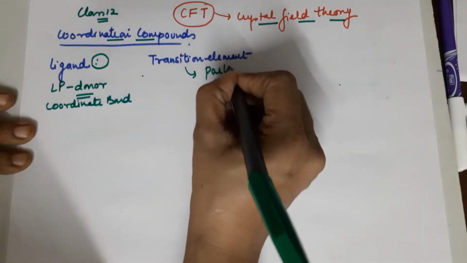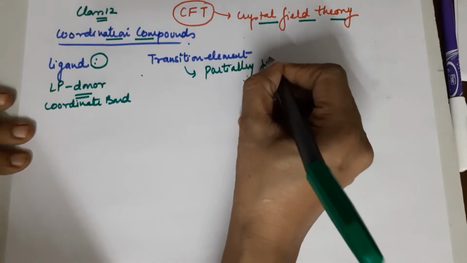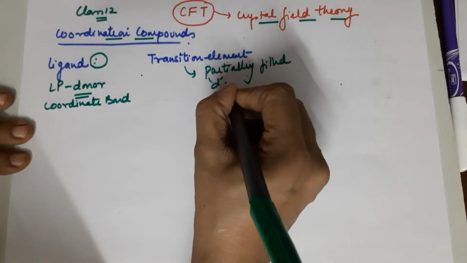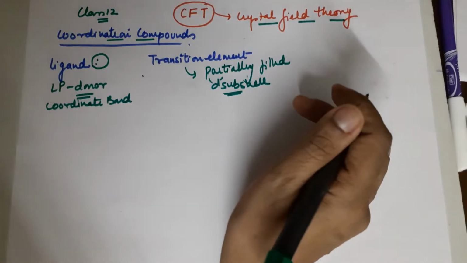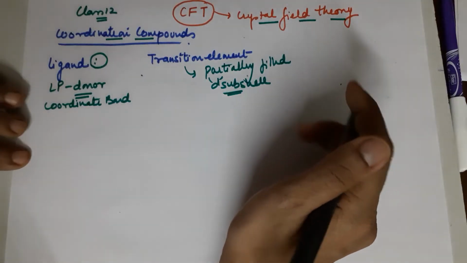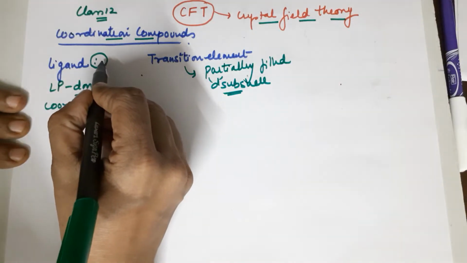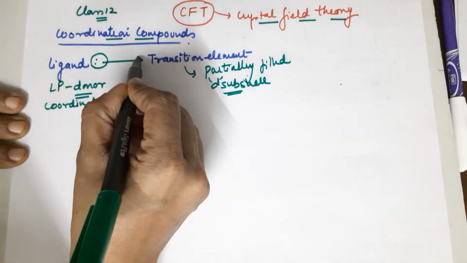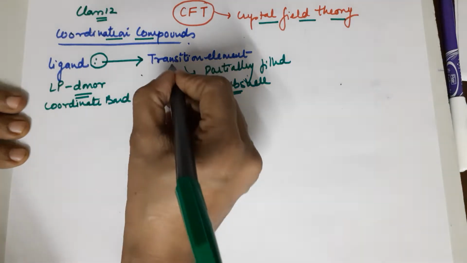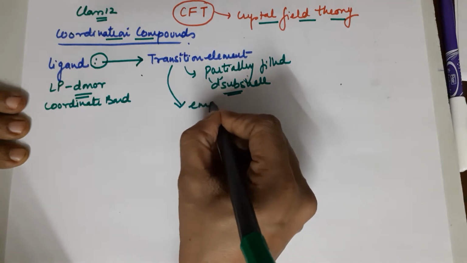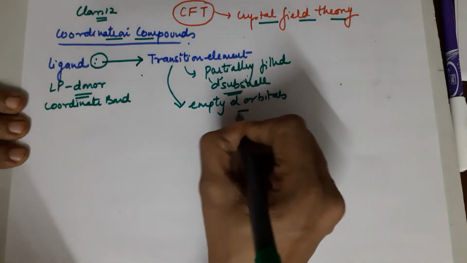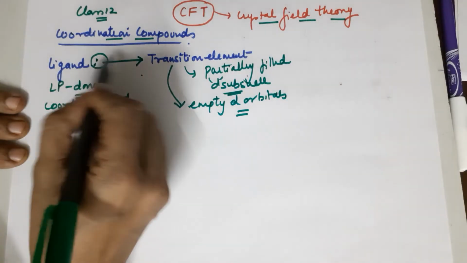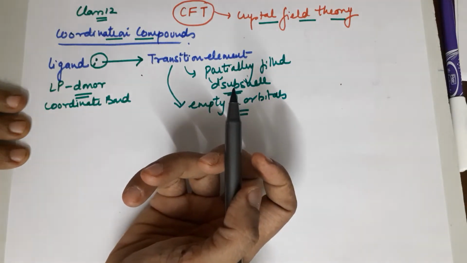Now what is a transition element? They have partially filled D subshell, which means their D subshell has some electrons. Now, when this bond is formed, the ligand donates or contributes to a coordinate bond like this, which means your transition metal should have empty D orbitals or other orbitals where the lone pair can be donated and you end up in the coordinate bond formation.